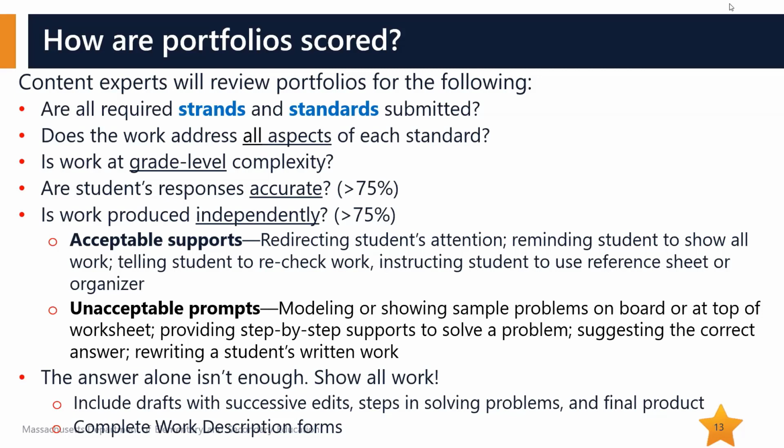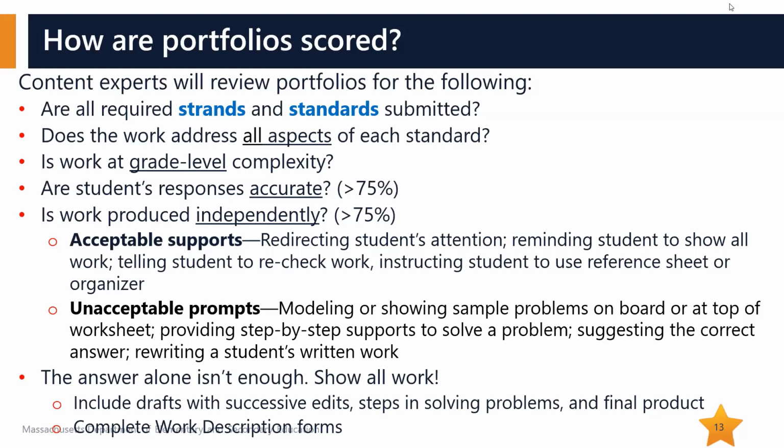Are the students' responses accurate? Is it produced independently? What does independence mean? 75% or above. So think of acceptable supports that could be provided that would affect the level of independence. An educator who's asking a student to do this can redirect the student's attention. They can remind students to show all work. They can tell the student to recheck work. They can instruct the student to use a reference sheet or organizer. Those types of prompts could be used.